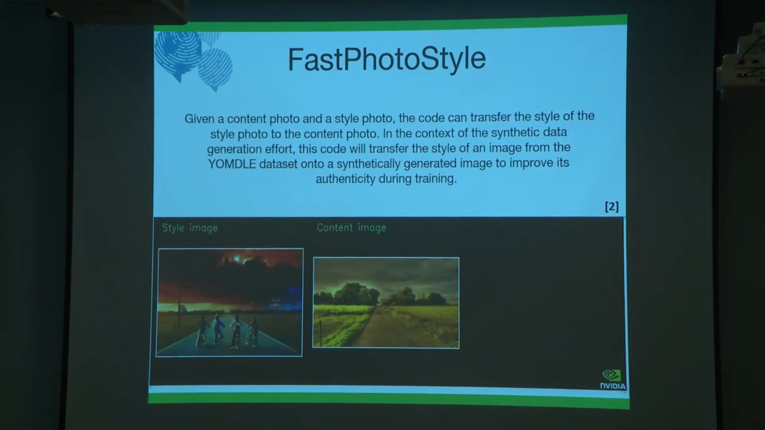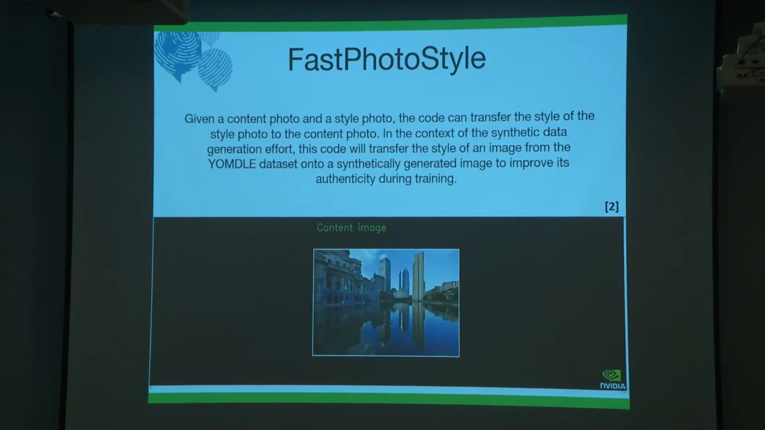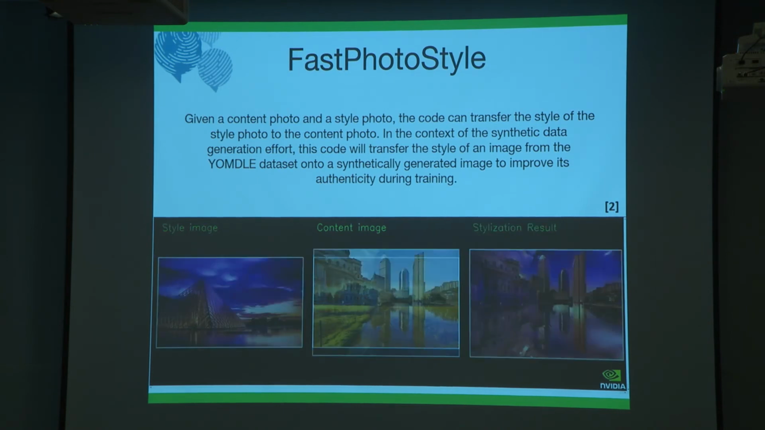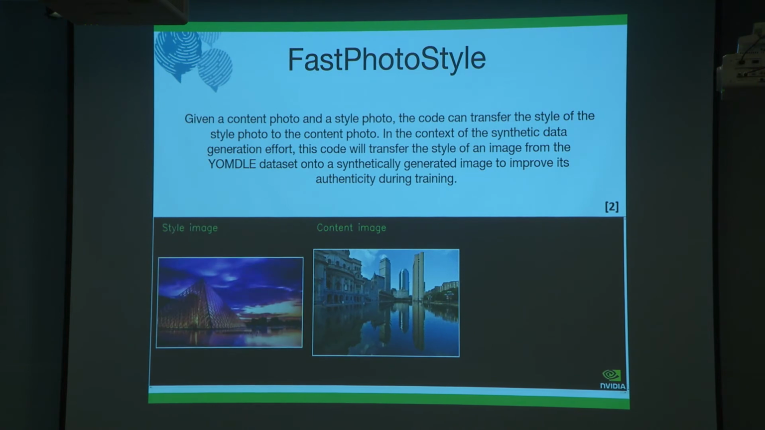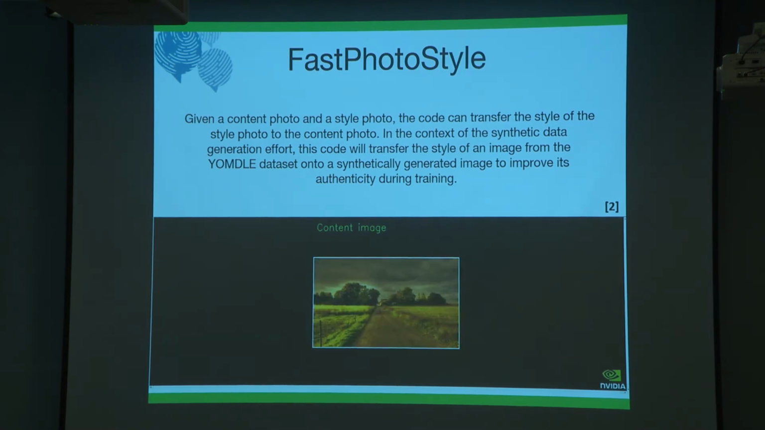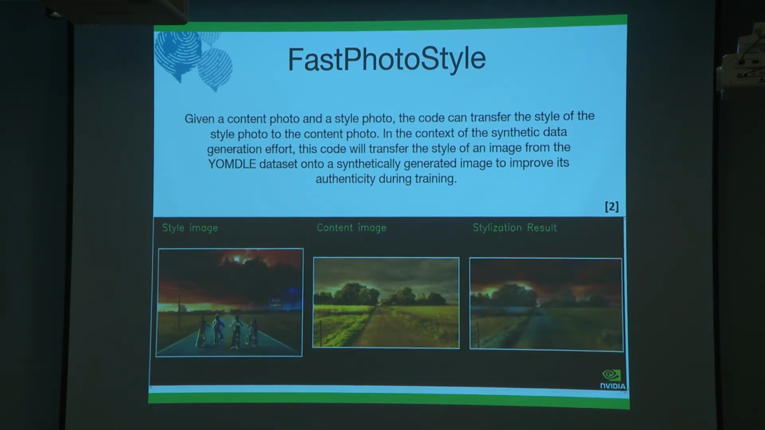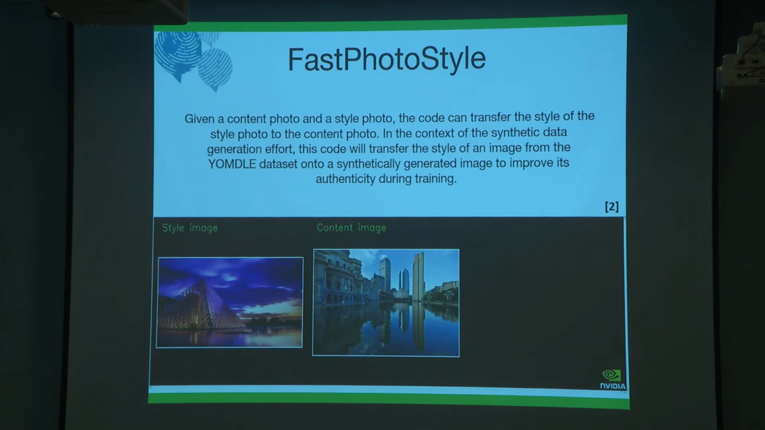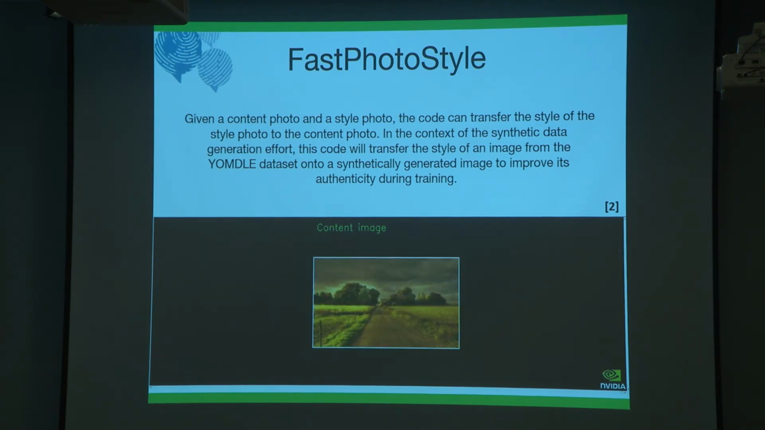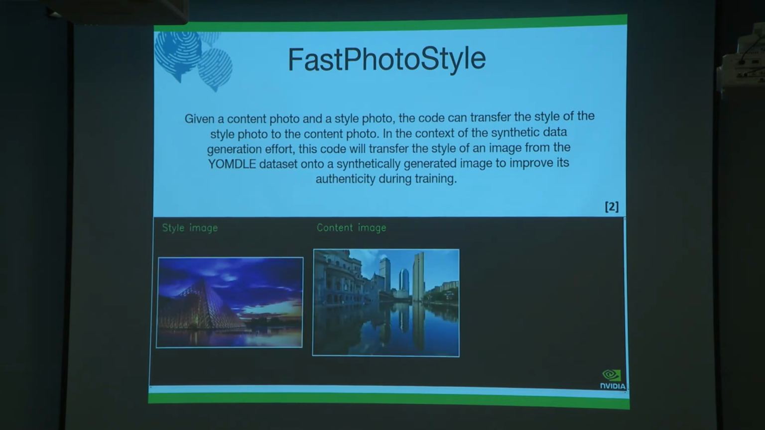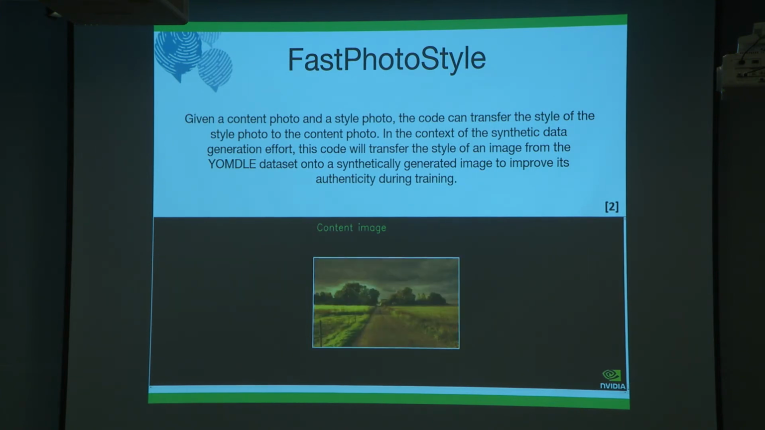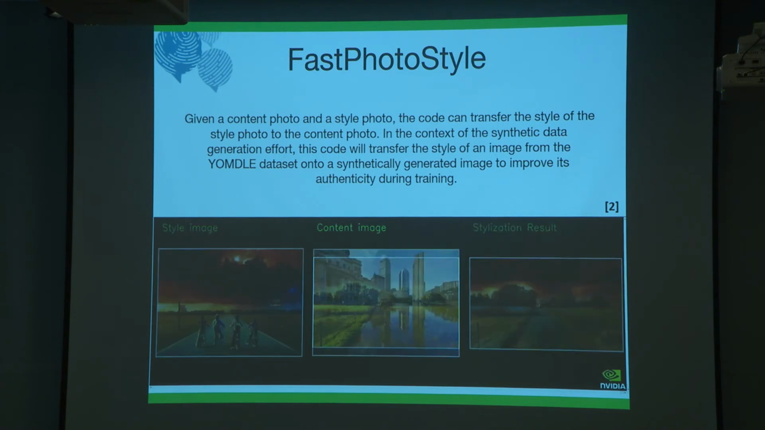And so basically, using GANs, we found this package, Fast Photo Style. So basically, it does what I was saying before. It takes a style image, which for the style image, we use the synthetic data that had been generated by another team this past summer. We have the content image, which came from the YAML data set, so one of the thousands of images that we were trying to use to train the model. And then it results in a stylization result.